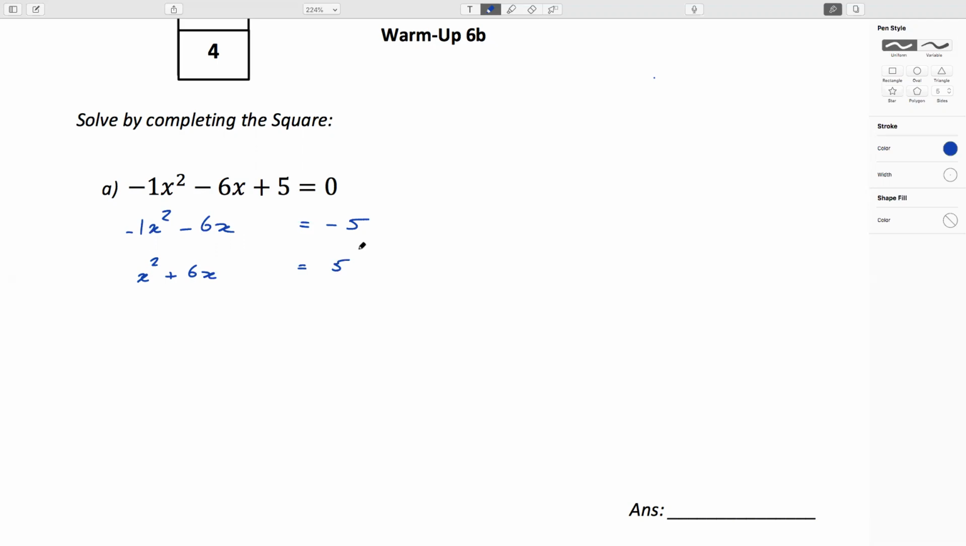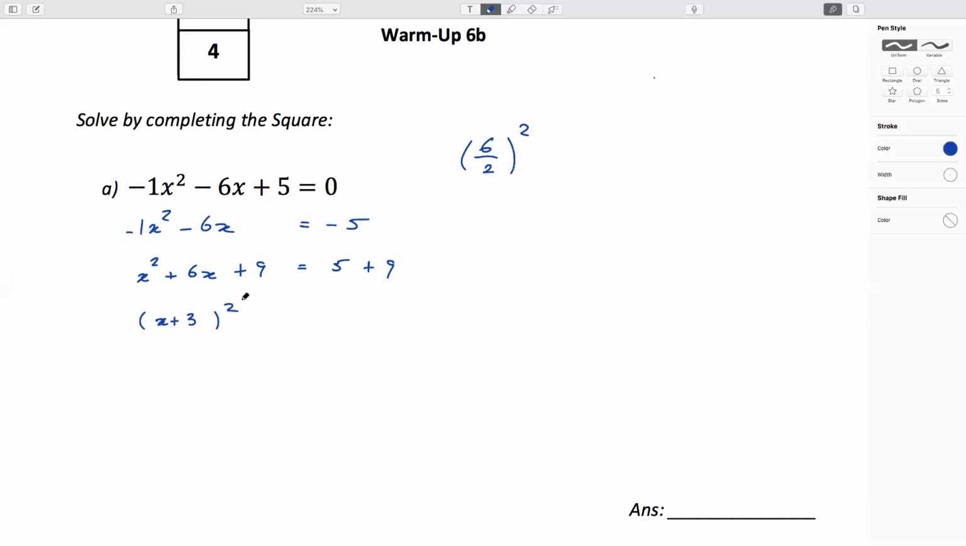Okay. Now we've got to complete the square. So to complete the square, we have to take b, which is 6, divide it by 2, and square it. So it's going to be 3 squared. And we're going to add 9 to both sides. The left-hand side is now a perfect square trinomial. We can factor that into x plus 3 squared.